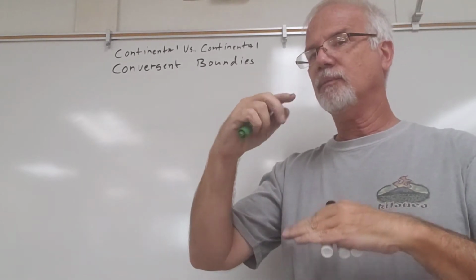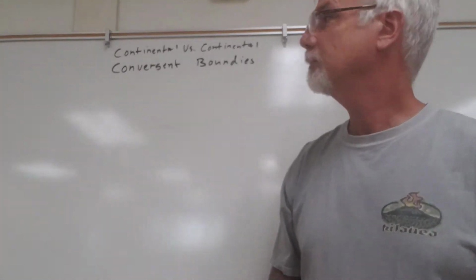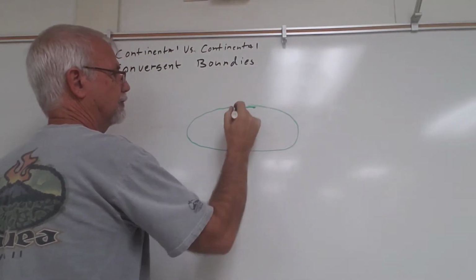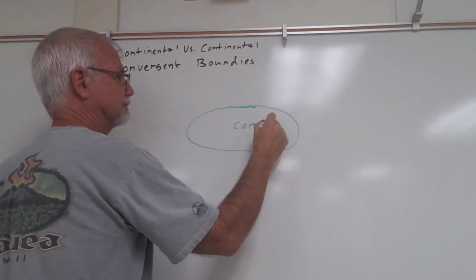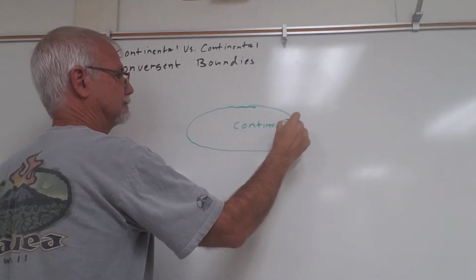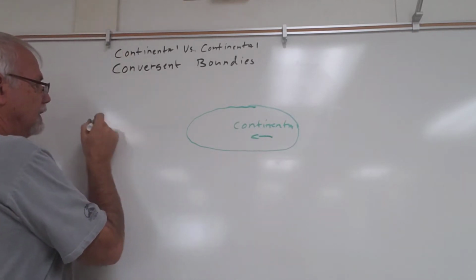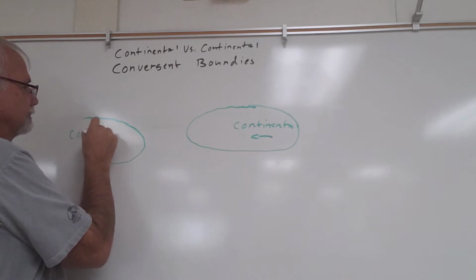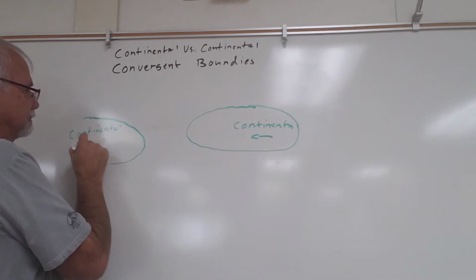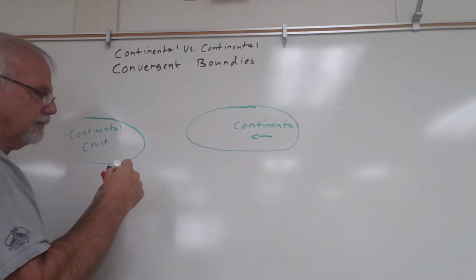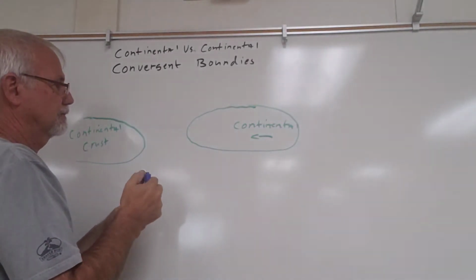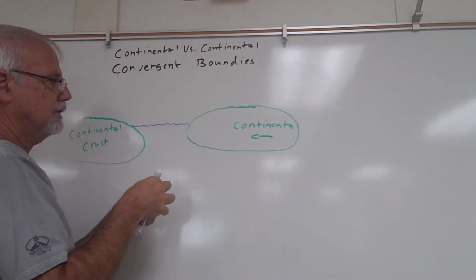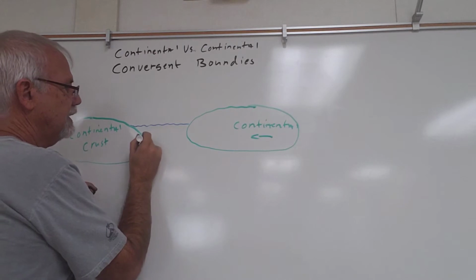Are they going to be thick or are they going to be thin? Well, they're going to be thick because they're old. And so we have this big, thick continental crust. Hook in this direction. And then out here we have another continental crust. In between them is an ocean or sea. So the type of crust would be oceanic, which is thin.